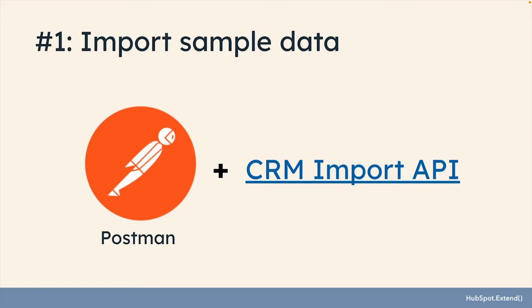So in this section, I'm going to show you how to import your sample data via a CRM Import API and Postman. Postman is a third-party application that allows you to work with different APIs, and allows you to create test calls and those kinds of things. So we're going to use it in order to import our sample data into our custom object.